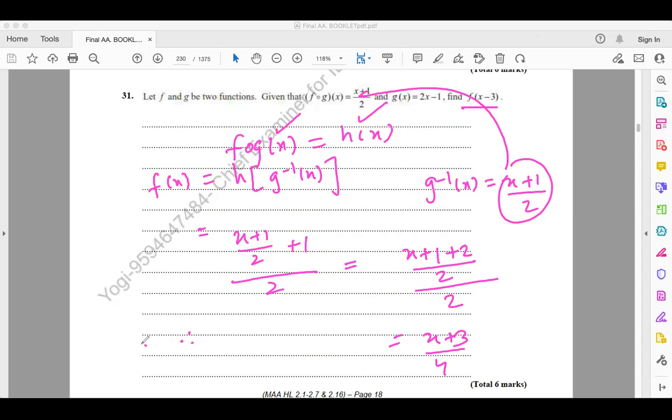And if I want to find out f of x minus 3, it will be x minus 3 plus 3 upon 4, which is x upon 4. So that's your particular function.